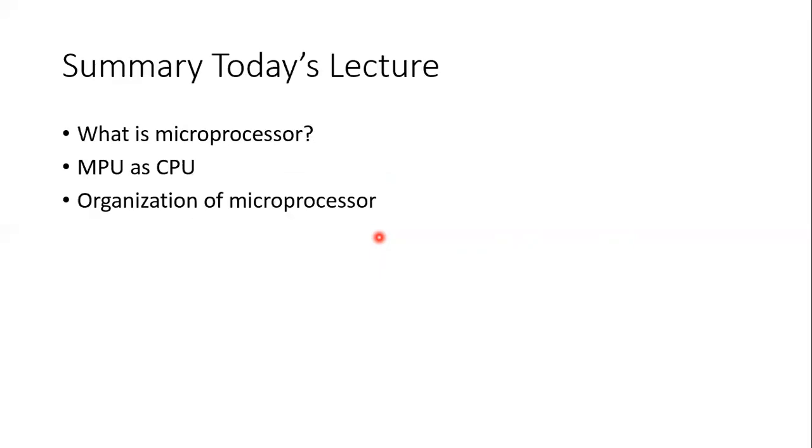Right. Let us see the summary of this class. What is a microprocessor? Then how the MPU becomes the CPU. Then the organization of the microprocessor. So that includes the ALU, control unit, register array, IO unit, system bus, and then memory such as a ROM and RAM.